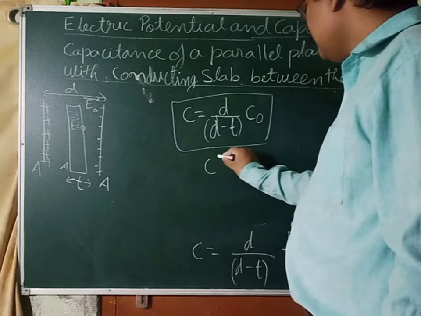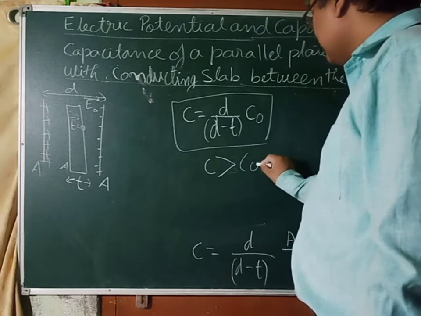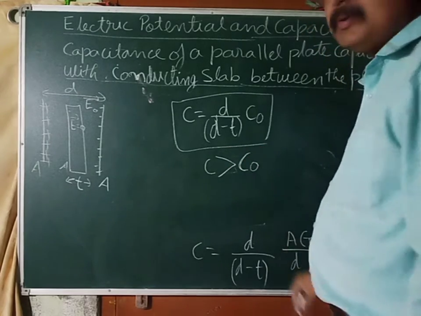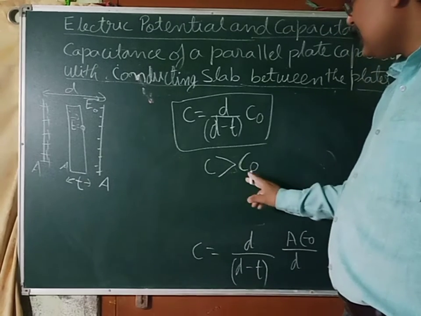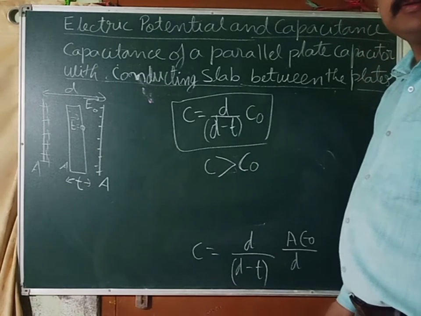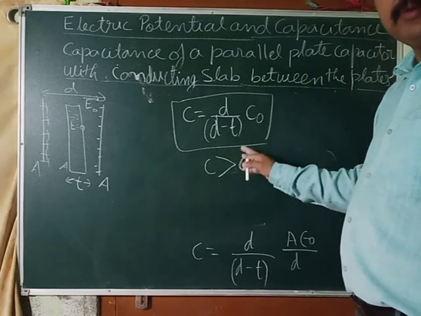C is greater than C naught. Okay. We can say straight away C is greater than C naught. Okay, written? You want to write further?